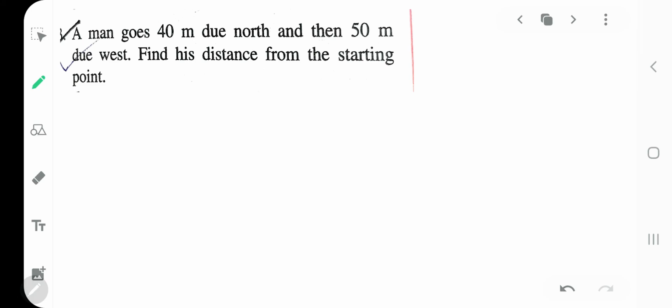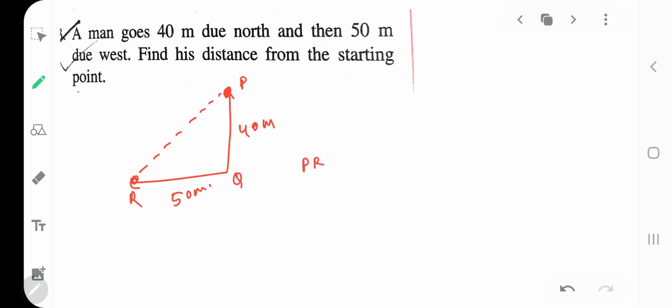In your next problem, a man goes 40 meter due north and then 50 meter due west. You have to find the distance from the starting point. If I take this as the starting point, you have to find this distance. If I name this PQR, you can do PR square is equal to PQ square plus QR square. From there you will get the value of PR. Easy?